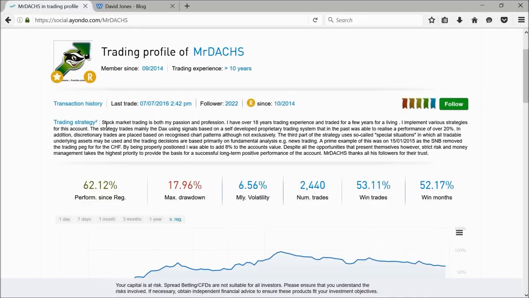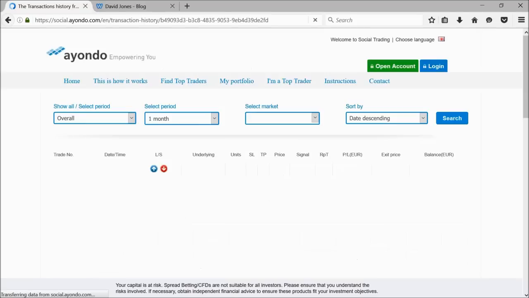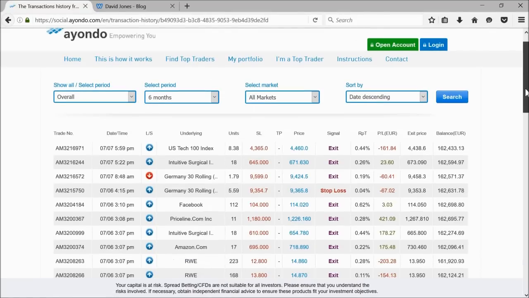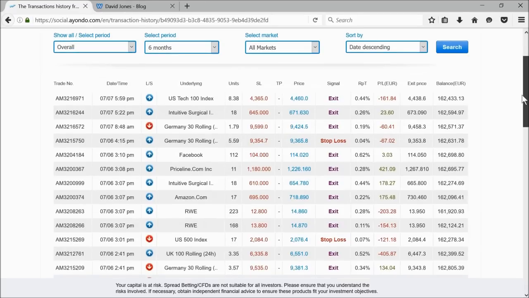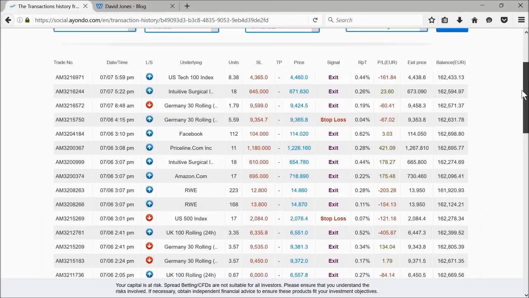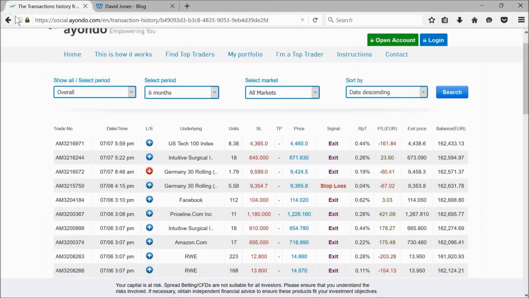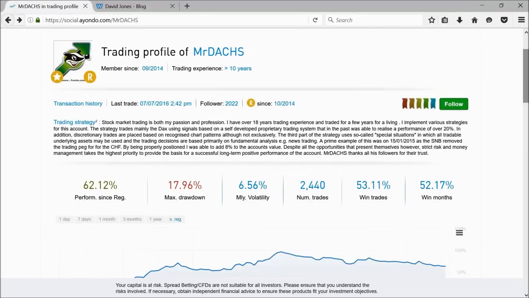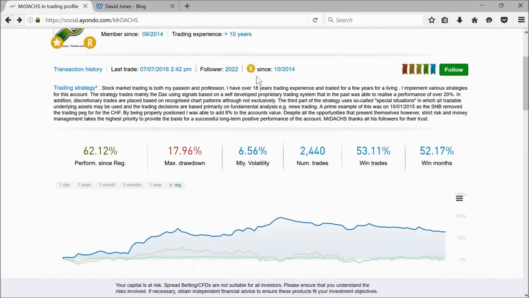is we can click on there, and if we want to, we can see a breakdown of every individual trade that this person has done. Okay, so there's a list of trades, the profit and loss, where he was in, where he was out, all that sort of stuff. Okay, let's just go back to the overview page. There we go. And we have the number of followers, 2,000 followers, been trading with real money since October 2014.